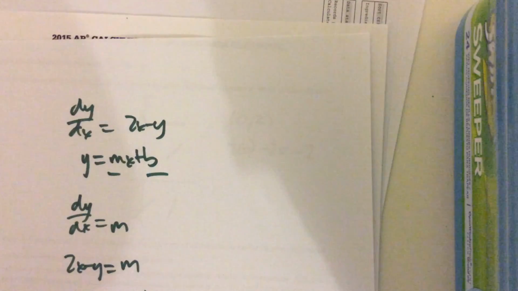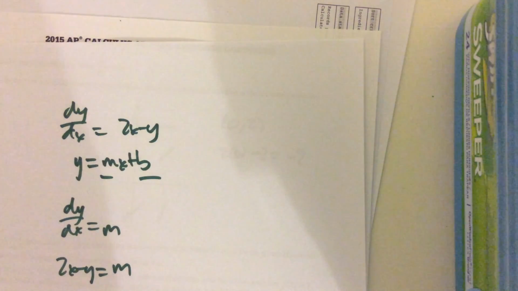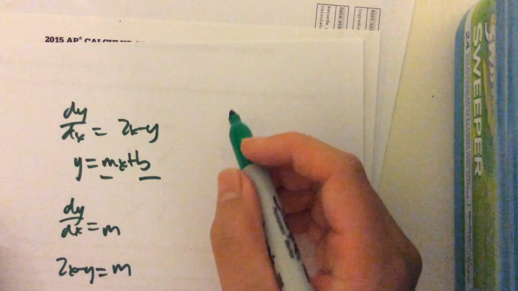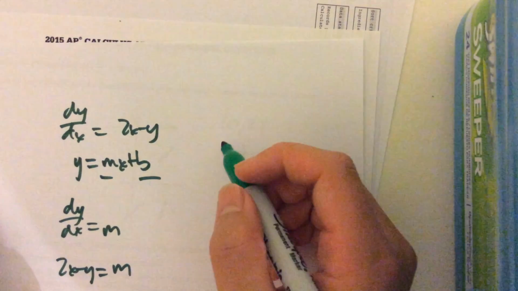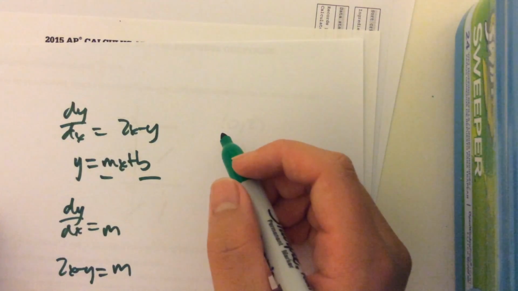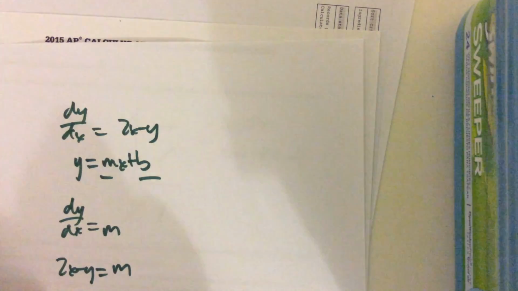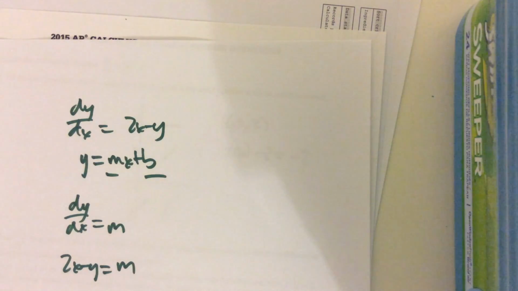So if you wanted to do more problems like these, you could just search up AP Calculus 2015 FRQs on Google, and it would show you all the questions and answers. Or you could go to collegeboard.org and then search up those.